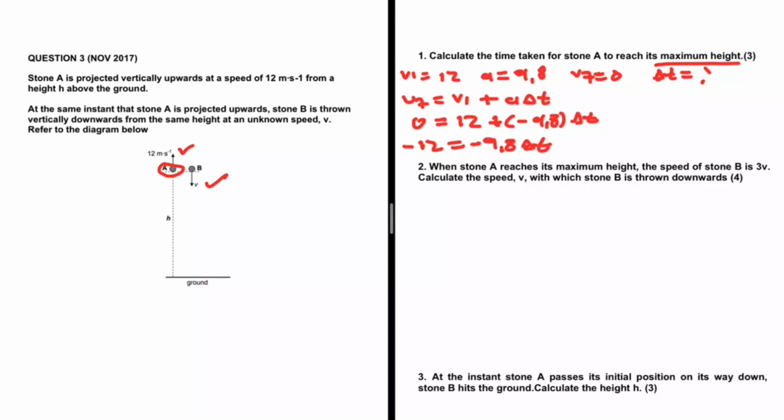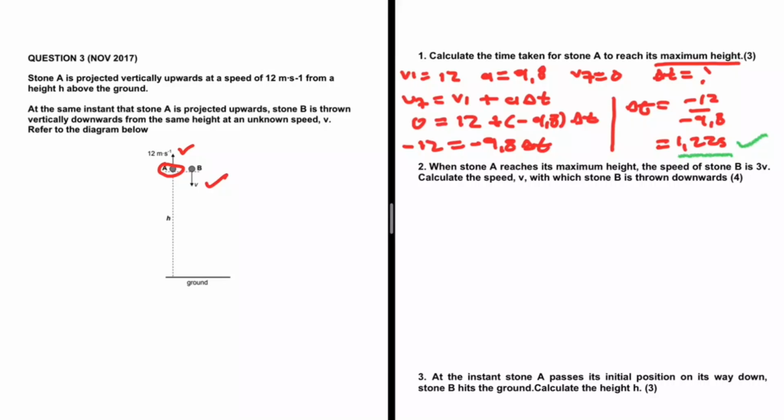It should be quite easy to see what we need to do at this point. We have to divide both sides by minus 9.8. So we're going to have delta t being equal to minus 12 divided by minus 9.8. If you put that in your calculator, you're going to get 1.22 seconds. So it takes 1.22 seconds for stone A to reach its maximum height. That is quite basic. There's nothing special we're doing there.